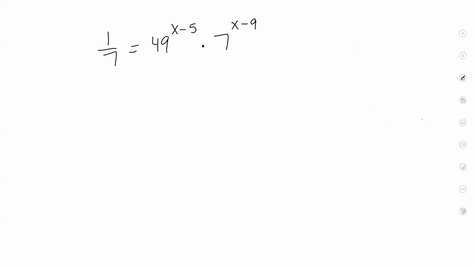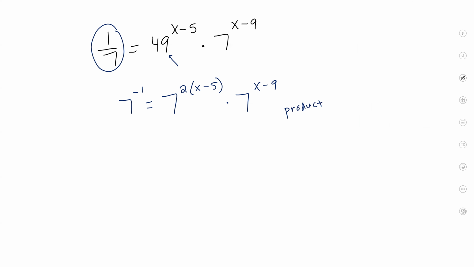I'm going to make all the bases a 7. So how do I rewrite 49 with the base of 7? Good, 7 squared. And then keep the x minus 5. This one can stay 7. Now, how do I rewrite the fraction? Perfect. Okay, now guys, I need to use the product property here. These bases are the same, so what do I do to my exponents? No, I add them. So this is 2x minus 10.